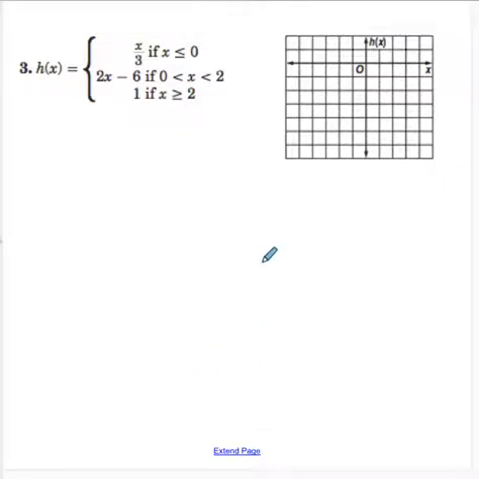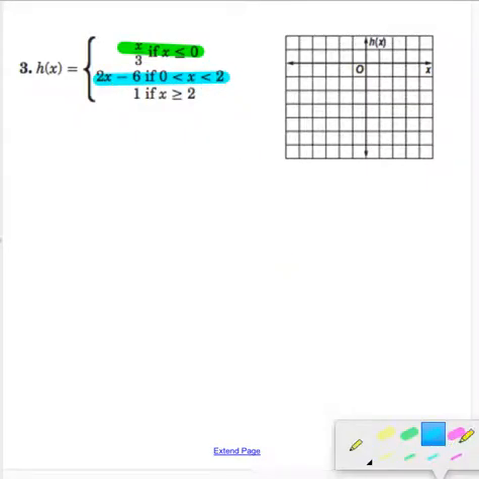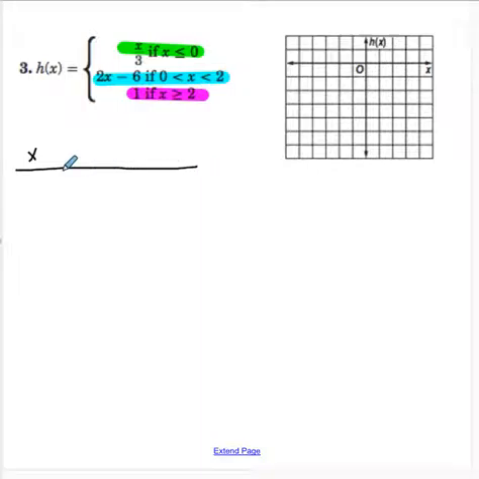Let's look at number 3 as well. I'm just going to do the same thing. So I'm going to break it up into 3 parts. I'm going to look at this part, and then I'm going to look at this part, and then I'm going to look at this third part. So I'm going to make a table that represents that. So I've got the input value, the x, I've got x over 3 for some of it, I've got 2x minus 6 for some of it, and I've got 1 for some of it.